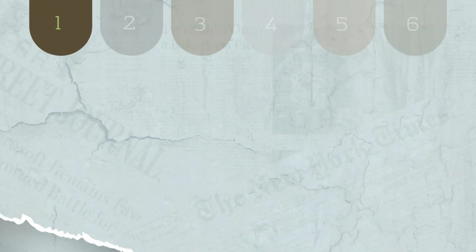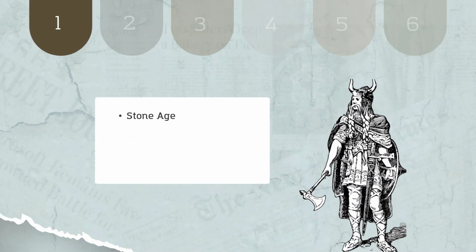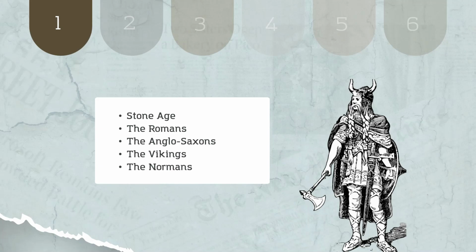The first section of Chapter 3 goes through the history of Britain from its beginnings that can be traced back to the Stone Age, covering all the different civilizations that lived in Britain in the old times, including the Romans, the Anglo-Saxons, the Vikings, and the Normans.